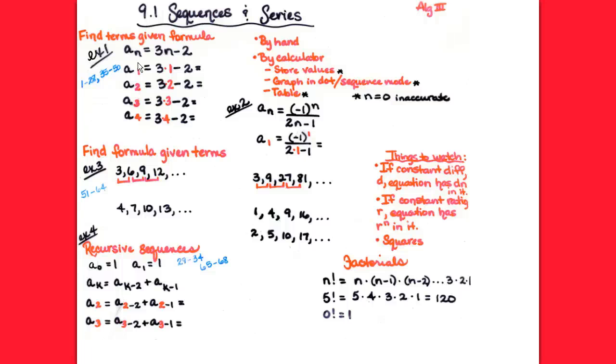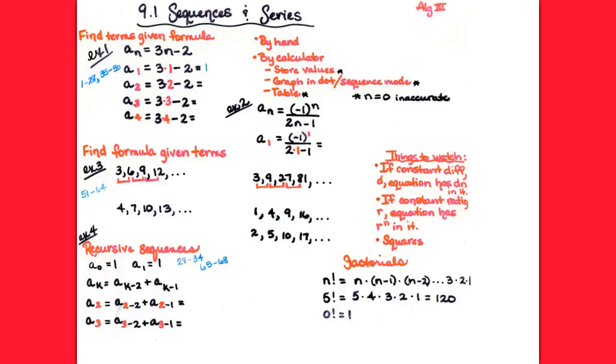So in example number 1, it says find the first 4 terms of the sequence given by a sub n is equal to 3n minus 2. So if I want the first 4 terms, we're going to call that a sub 1, a sub 2, a sub 3, a sub 4. And it's very similar to function notation in that I'm going to put 1 in the place of n right here. So that means put 1 in the place of n over here. So I'll do 3 times 1 minus 2 and get 1.